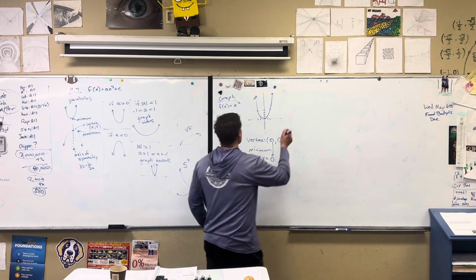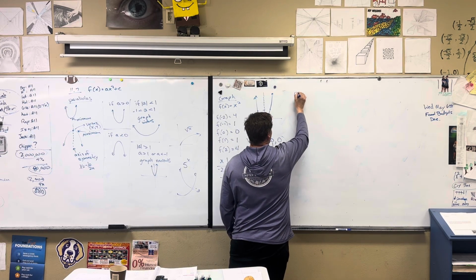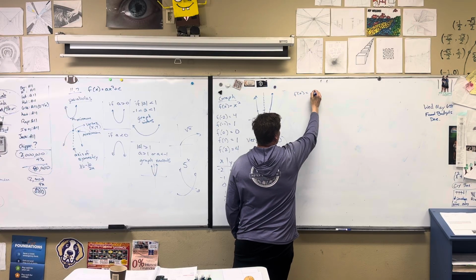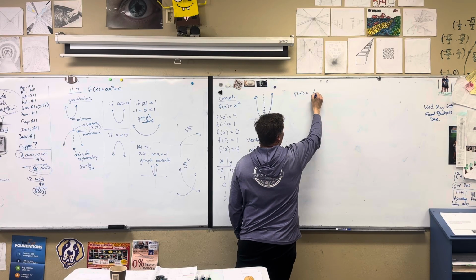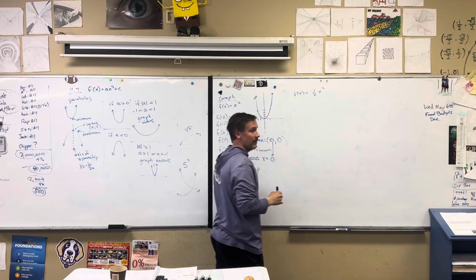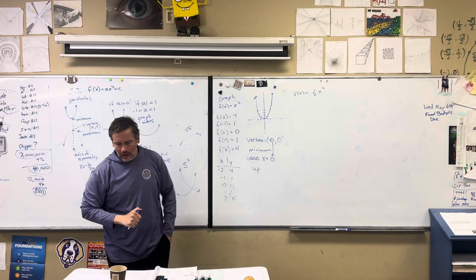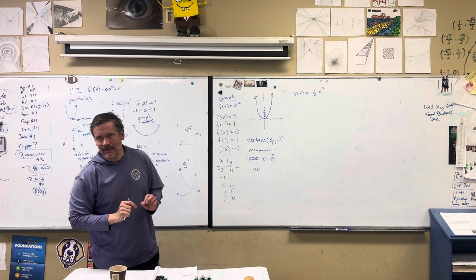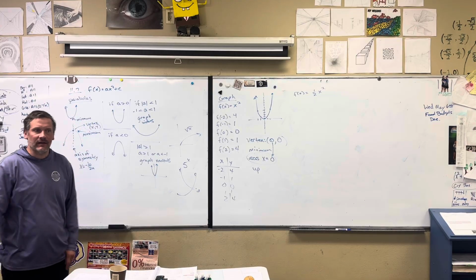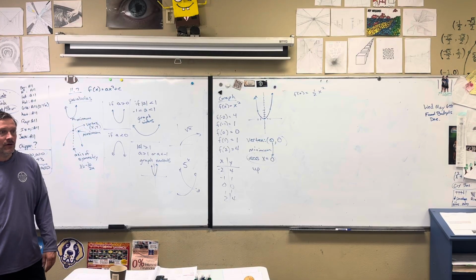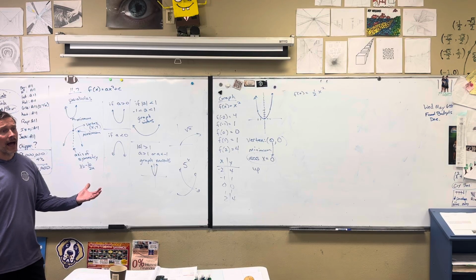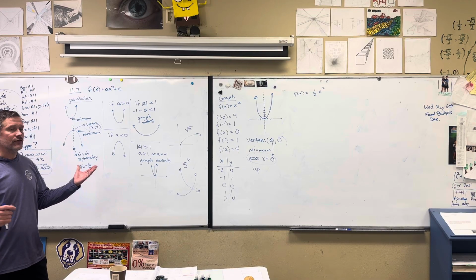So now let's do this one. F of x is equal to, let's go with 1/2 x squared. Okay, so all I did was I slightly changed the a value. I got the a value turned into 1/2. So when the a value is 1/2, what is that going to do to the graph?